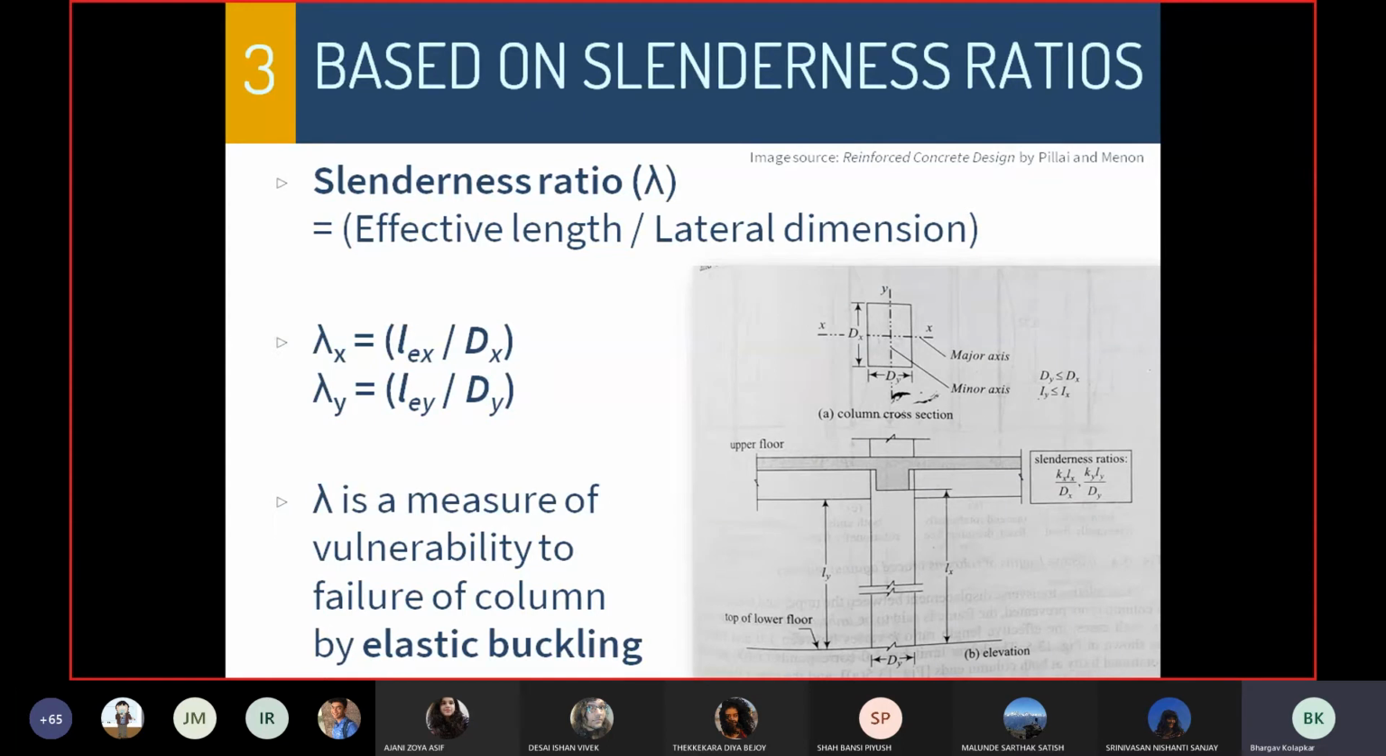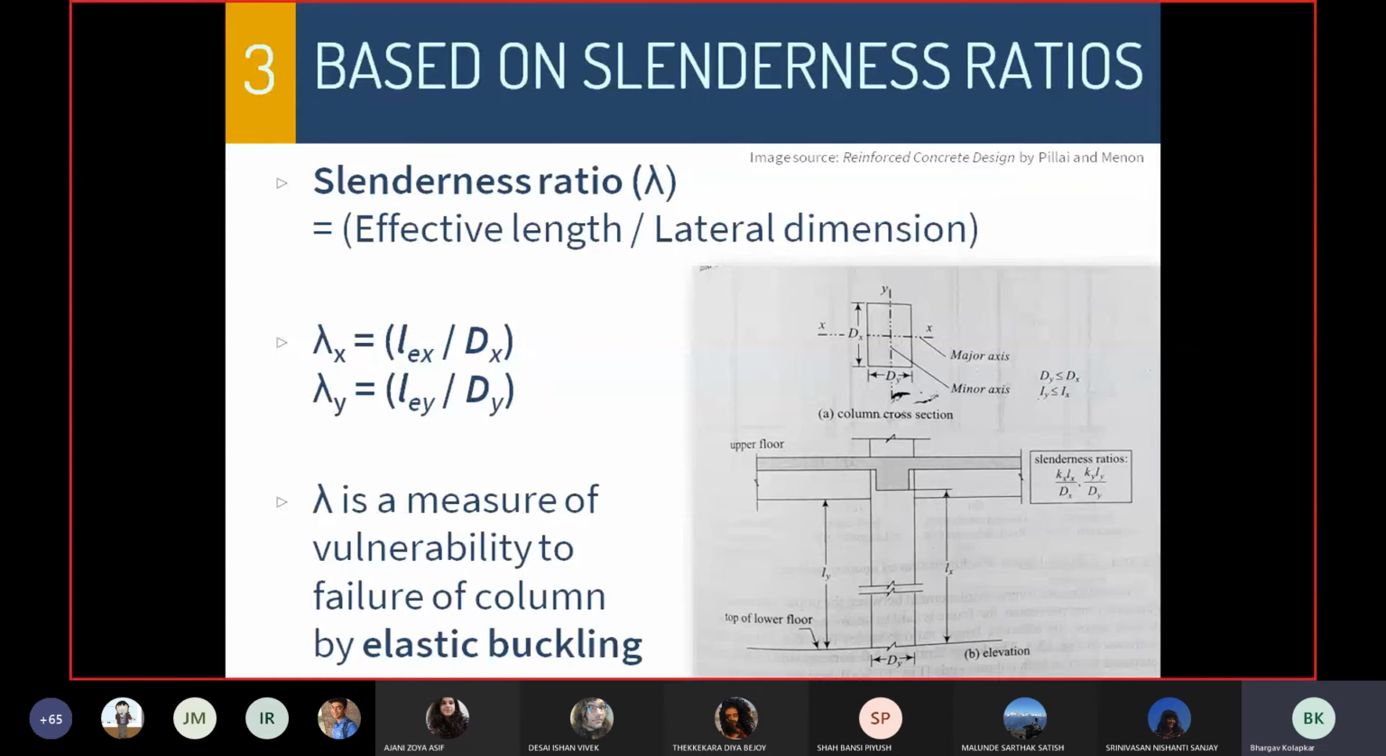A column can be classified as short or long depending upon whether the slenderness effects are significant or insignificant. I'll repeat this. A column can be classified as short or long depending upon whether the slenderness effects are significant or insignificant. Now, what are these slenderness effects? Before that, what is slenderness?